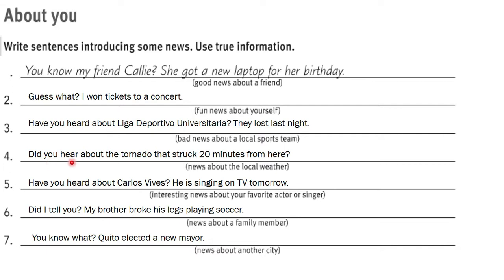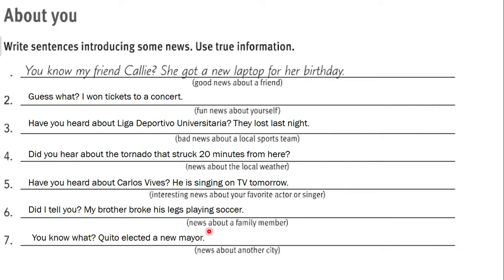Okay? Number 4, you have to introduce news about the local weather. O sea, dar noticias acerca del clima local. Did you hear about the tornado that struck 20 minutes from here? Did you hear? ¿Escuchaste acerca del tornado que causó muchos daños a 20 minutos de aquí? Okay. Number 5. Give interesting news about your favorite actor or singer. So you can say, have you heard about Carlos Vives? ¿Has escuchado acerca de Carlos Vives? He's singing on TV tomorrow. Va a cantar en la tele mañana. Okay? Or you can use did you hear about?